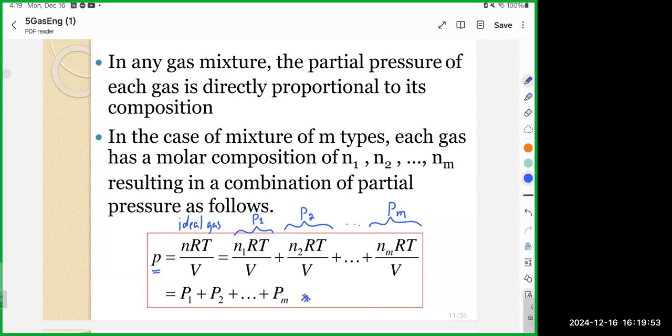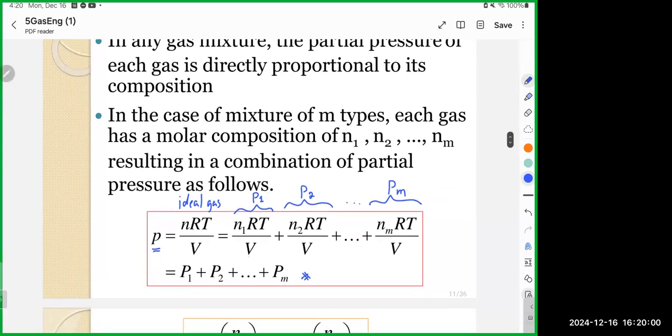So we can apply this to calculate the partial pressure, because P in each term is called the partial pressure, which means P1 is the partial pressure of the first type of gas.